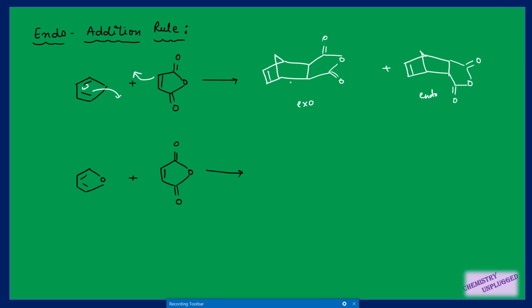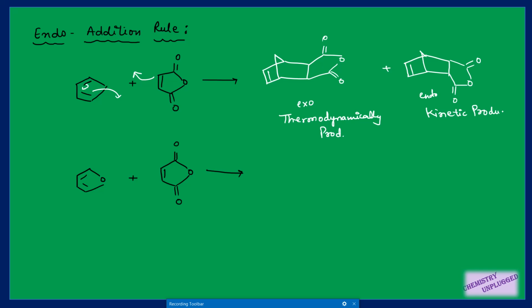We know that this is the cavity side, and when the groups go towards the cavity they will form the endo product, and when they are moving away from the cavity they are forming the exo product. So on the basis of stability, the exo product should be more stable, or we can say thermodynamically more stable, the thermodynamic product, and these endo products are kinetic products.